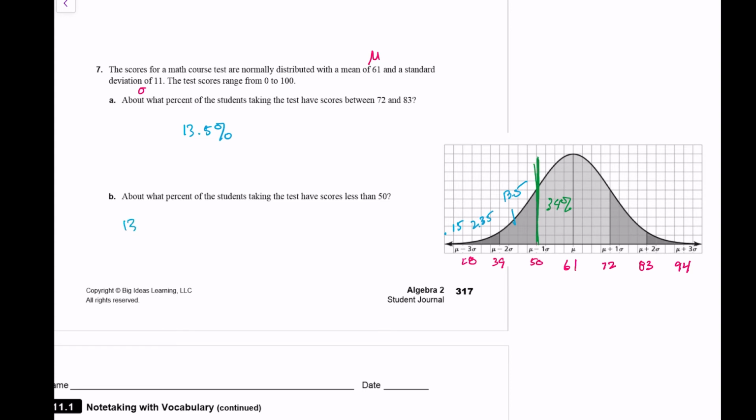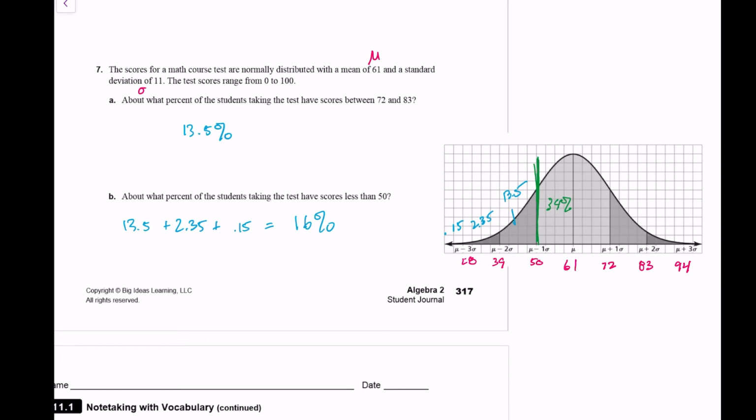So about what percent of the students taking the test have less than 50? We're going to take 13.5 plus 2.35 plus 0.15, set that all equal, and that gets 16% right here. If I had those in decimals, then it would be 0.16. Since it's already in percentage, 16%. And there you go. We found our answer.